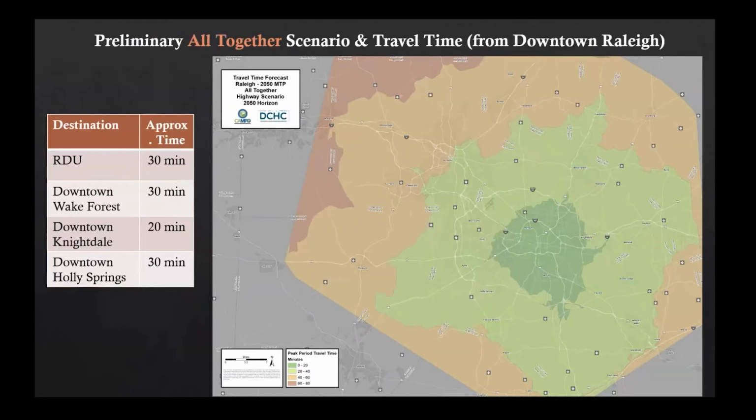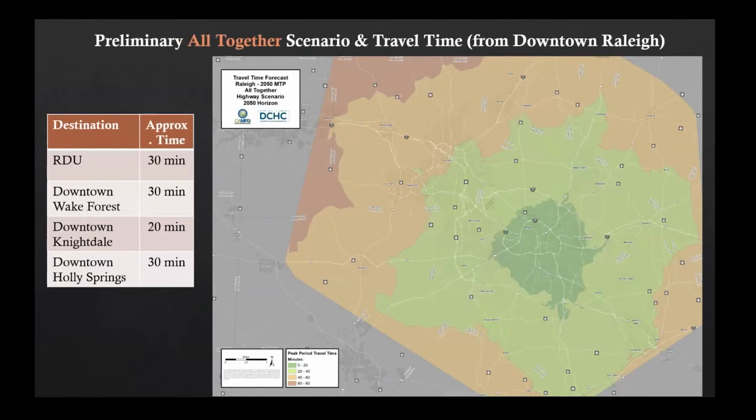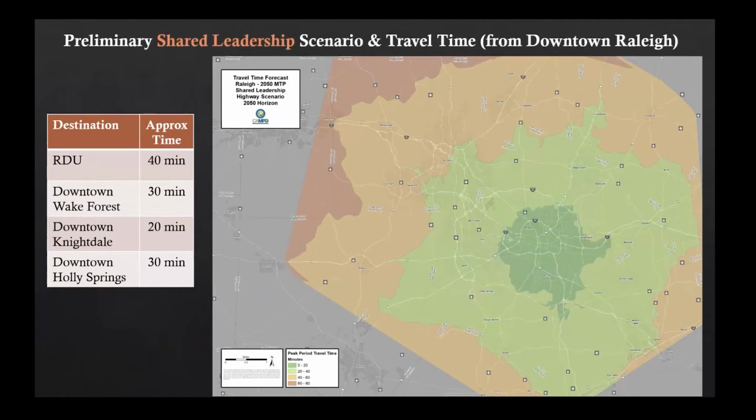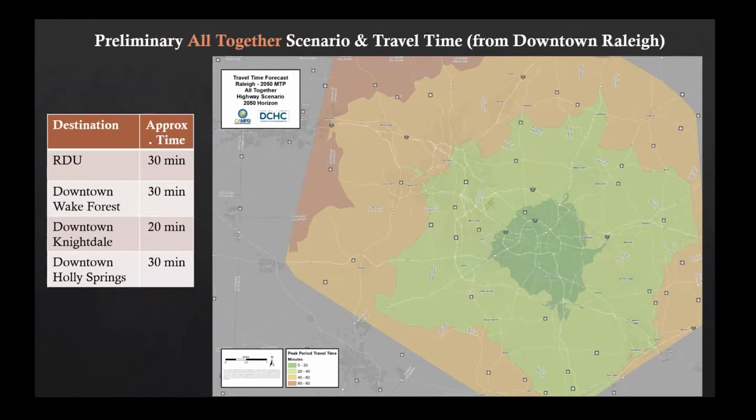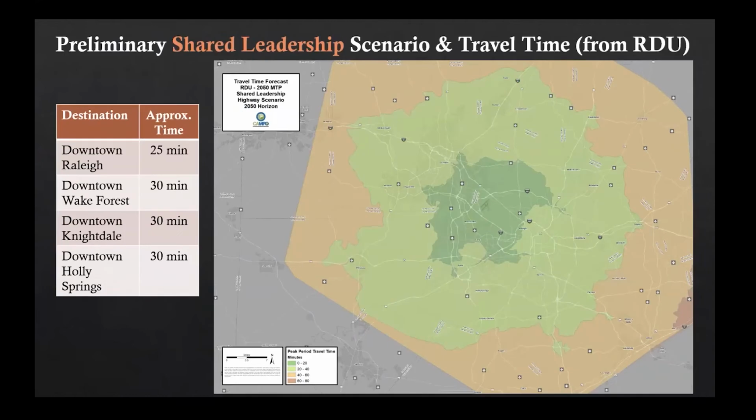And this is the all-together scenario, which again bumps up the transit networks and does more secondary road improvements. If you want to toggle back and forth between those two so you can see the differences, again, not great differences in these two, but there are some shifts in how far you can travel in the region, which are reliant on some of these transportation networks that we are putting in place in these scenarios. Thank you. I'm going to move on to the next slide.